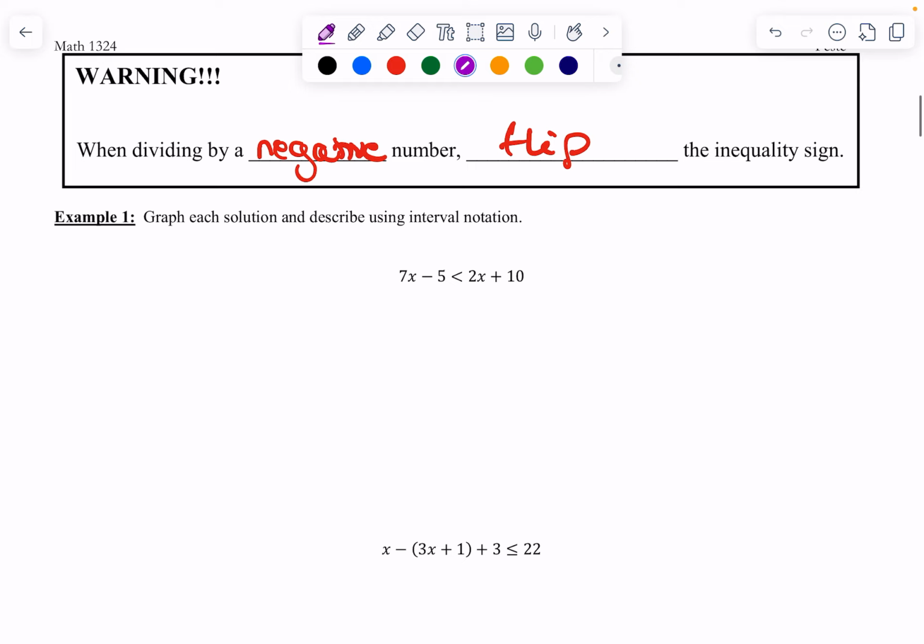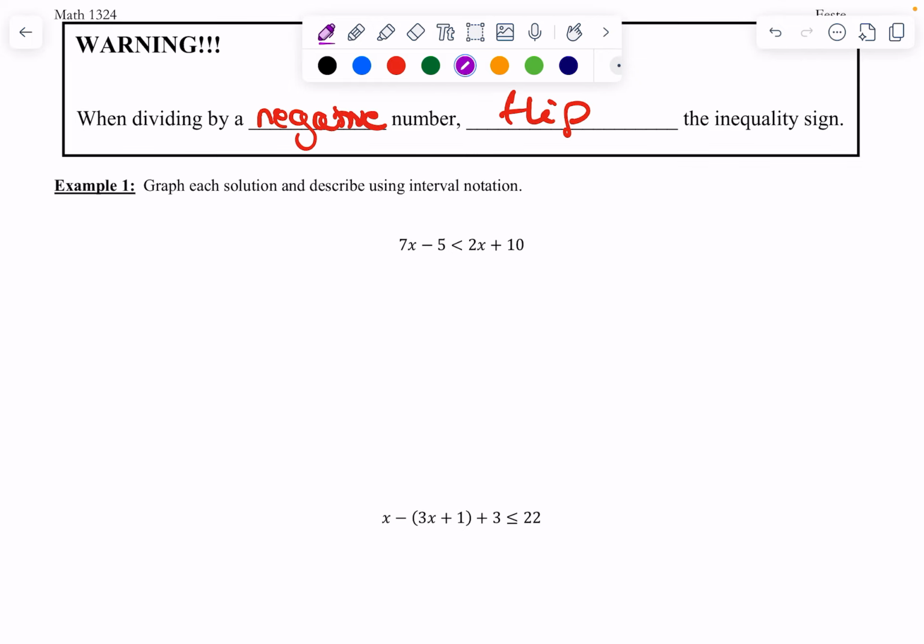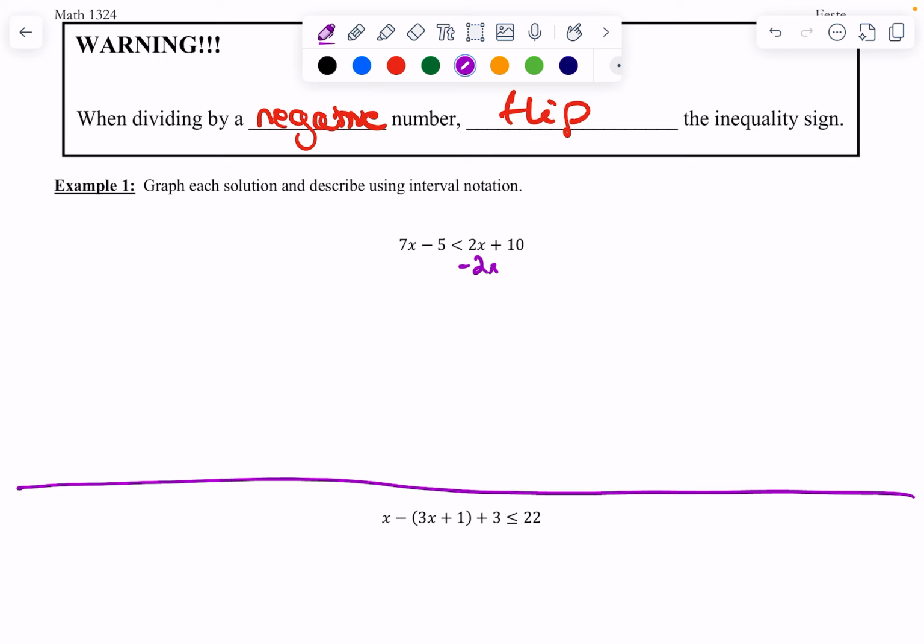Okay, we are moving forward, and now we have a little bit more on the left and the right. So 7x minus 5 is less than 2x plus 10. So what we need to do is isolate the x on one side and the numbers all move to the other side. So we want to move first the 2x to the left. So those cancel out and we end up with 7x minus 2x is 5x minus 5 is less than 10.